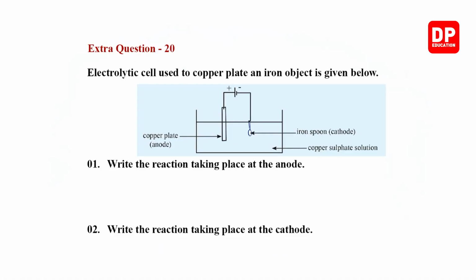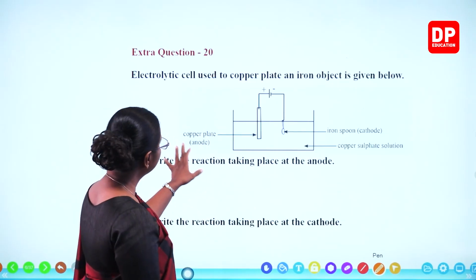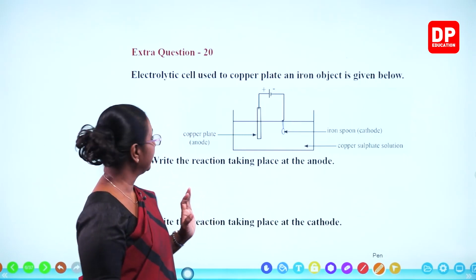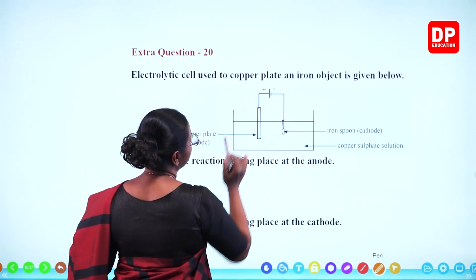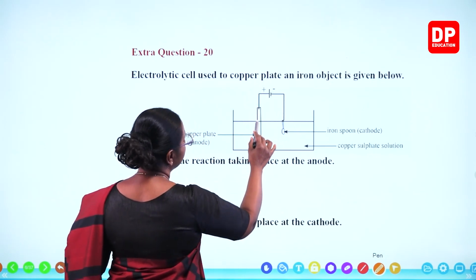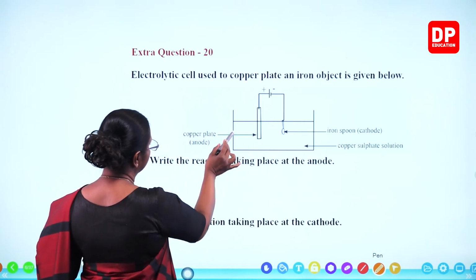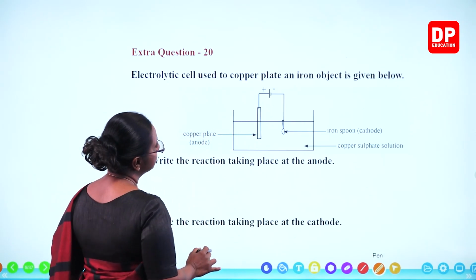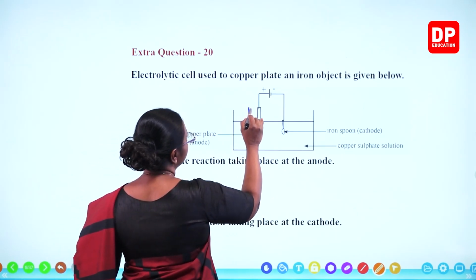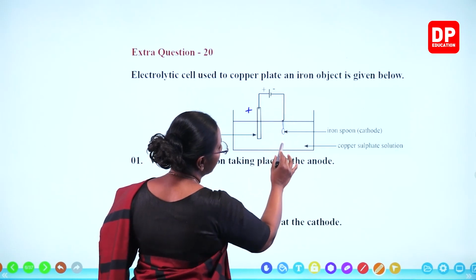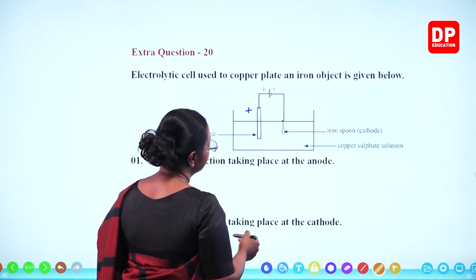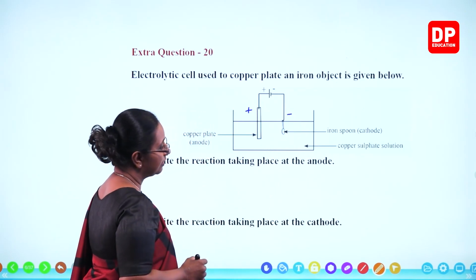Extra question 20. The electrolytic cell used to copper plate an iron object is given below. You're familiar with this particular electrolytic cell. Here you can see, students, this is the power supply, with positive and negative terminals. The copper plate is connected to the positive terminal, so it is the anode, and it becomes positively charged. On this side, we have the negative charge, where the iron spoon, that is the cathode, is connected. That is also negatively charged.